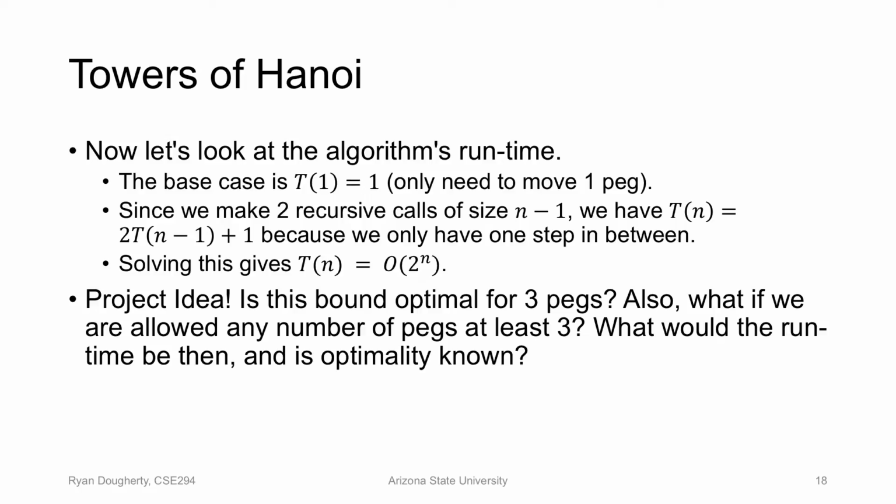What if we had more pegs? Because we only had 2 pegs to work with at a given time. What if we had more? Could we decrease the runtime there?